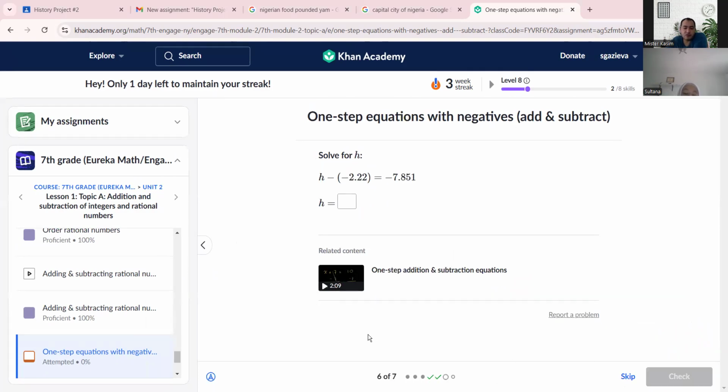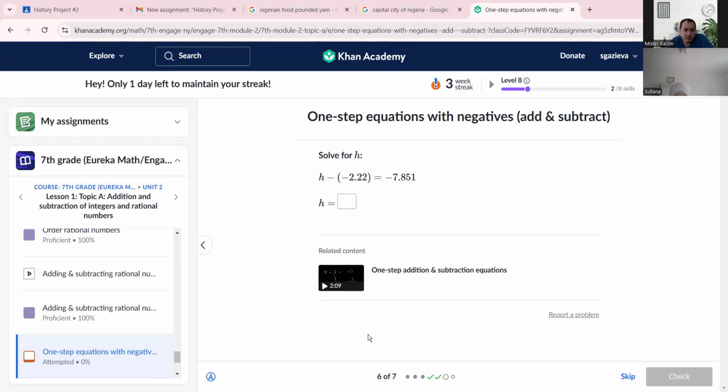Now, first you have to remove the parentheses. So h plus 2.22 equals negative 7.851, right? And now move 2.22 to the right-hand side. So this plus becomes minus. So h equals negative 7.851 minus 2.22.